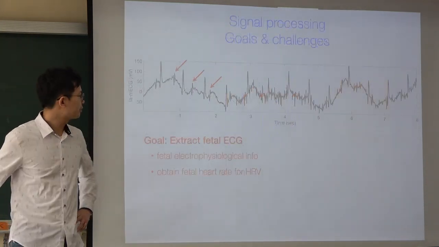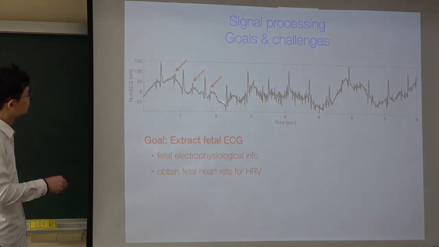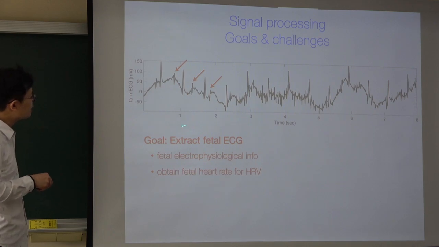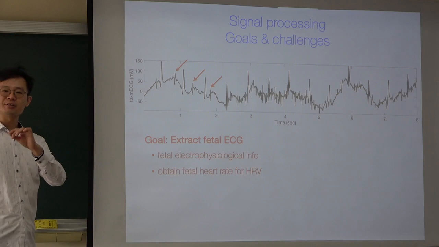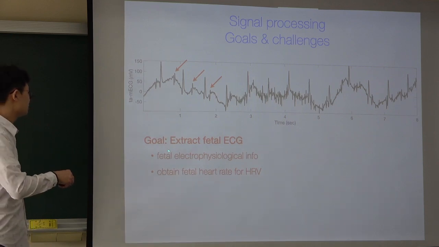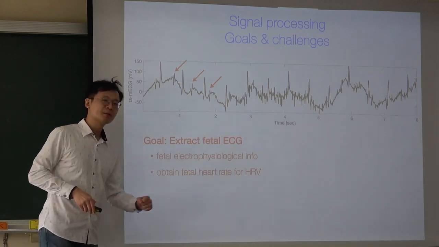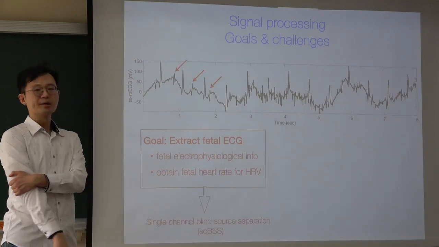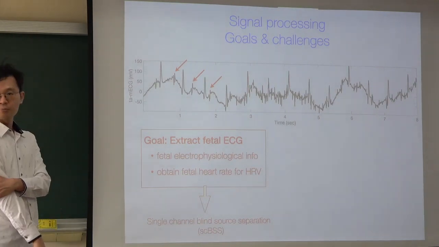The question is now reduced to the following. I give you a summation of two ECG signals. Would it be possible to decompose the signal into maternal ECG and fetal ECG so that we can get fetal electrophysiological information, or even obtain fetal heart rate variability for heart rate variability analysis? Again, this is single channel blind source separation.